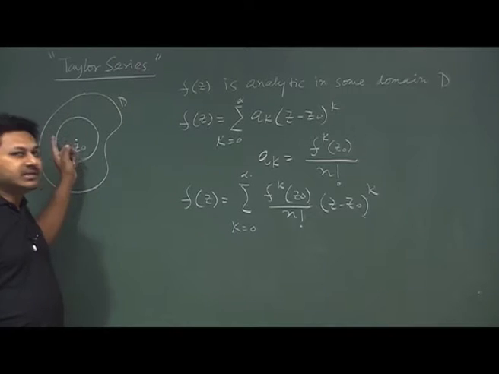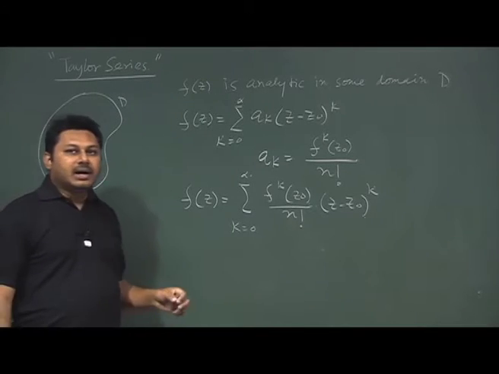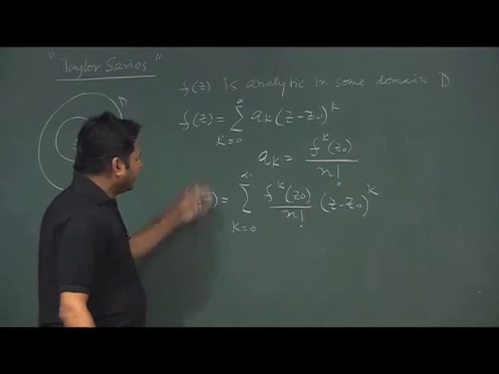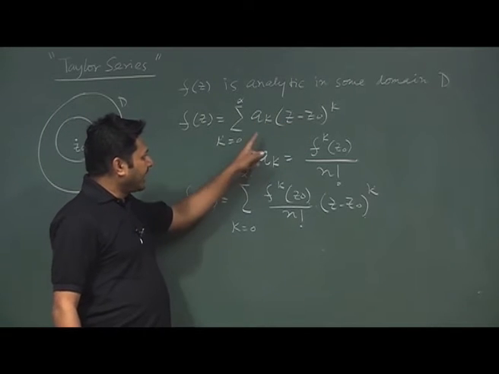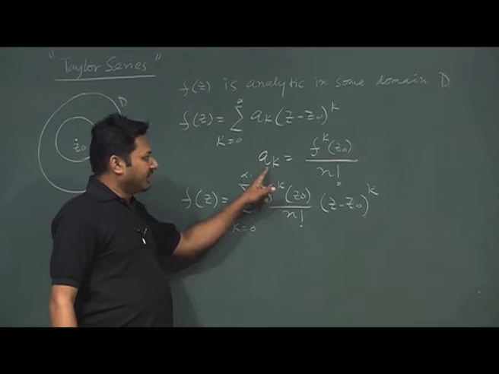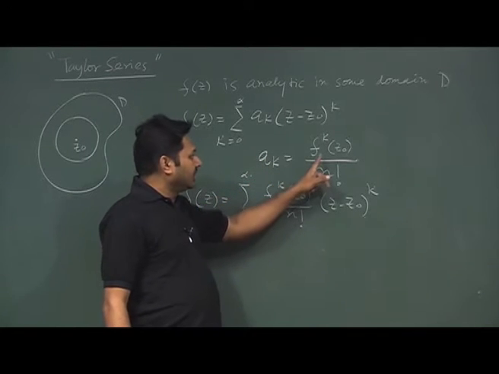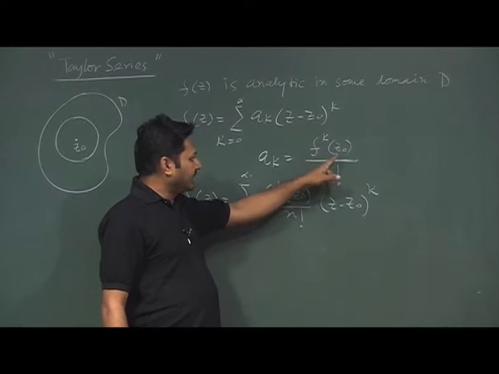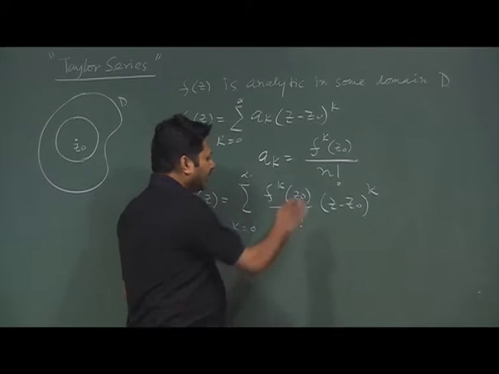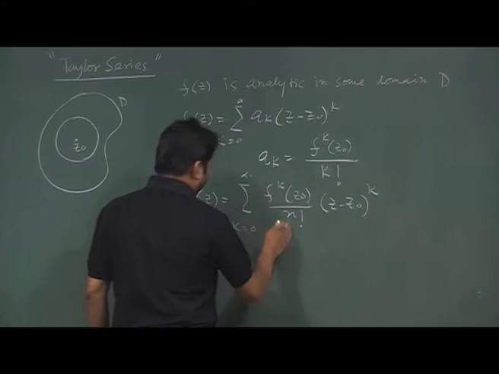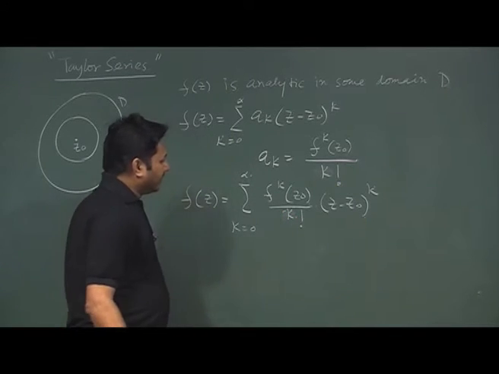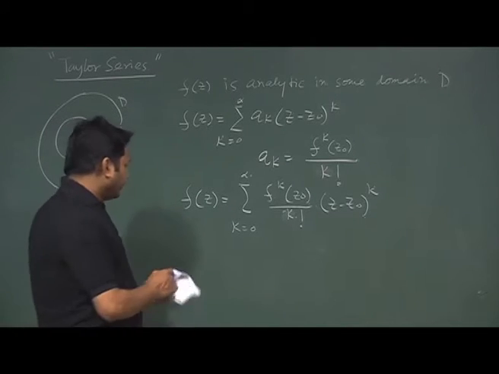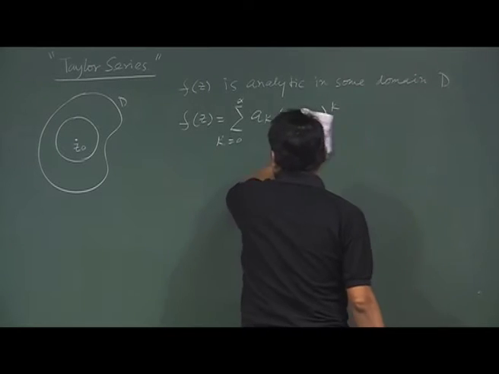This is the statement of the Taylor series, whatever series we have. A function which is analytic in some domain D, I can expand around some point z0. If I expand this function around the point z0, then I have the characteristic coefficient a_k, which is the k-th derivative at that particular point divided by factorial k. I should not use n here, factorial k. Okay, so quickly try to understand how this is happening.